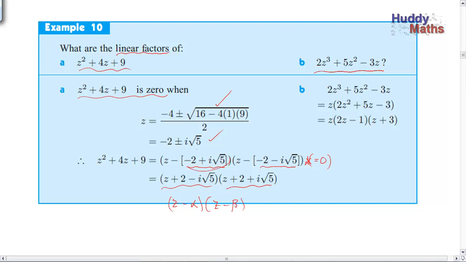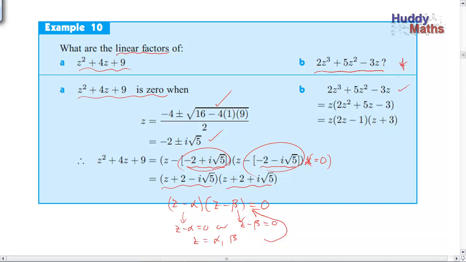Here, if you like to think of what you're doing, with the idea that if they were zeros, that makes that 0, and by the null factor law, either this one is 0 or this one is 0, giving you the alpha and the beta. So what we're doing here is actually going backwards up to there. Okay, what about this one over here now?